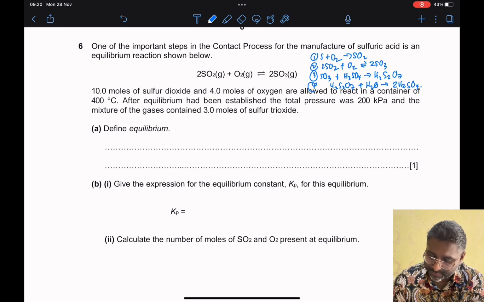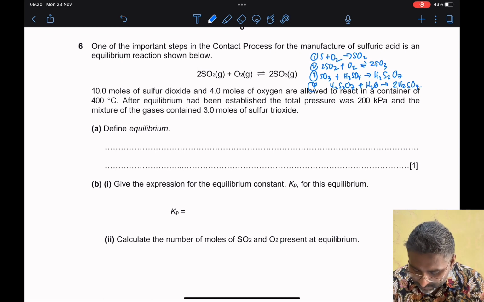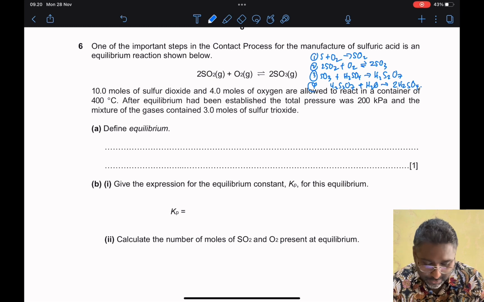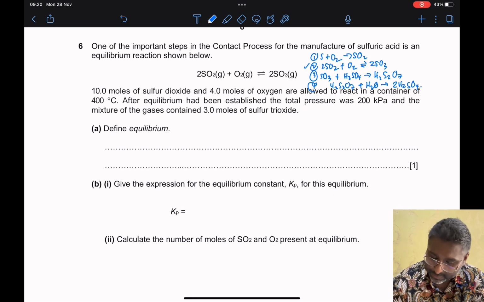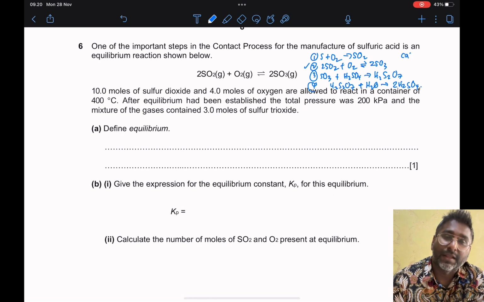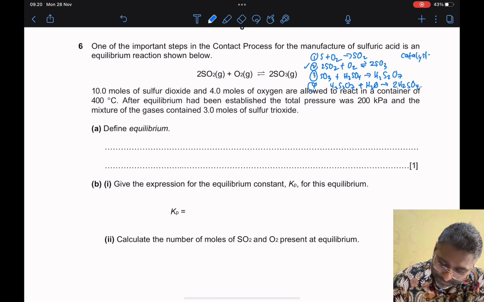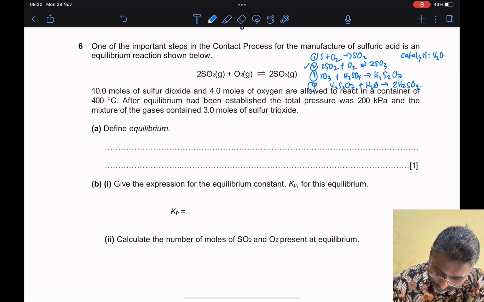Okay, so this is going to be the reaction for the contact process. But only the second equation will require the catalyst. The catalyst that is going to be used for this is vanadium pentaoxide.